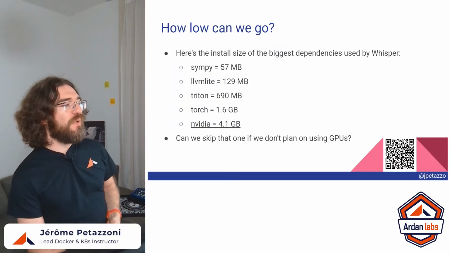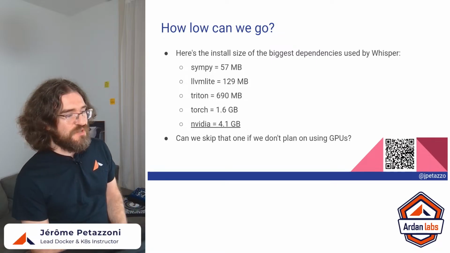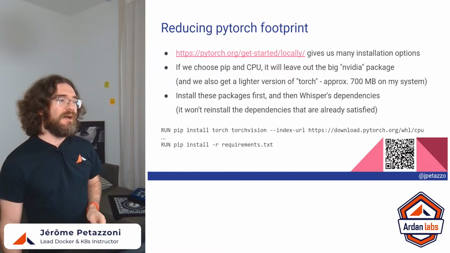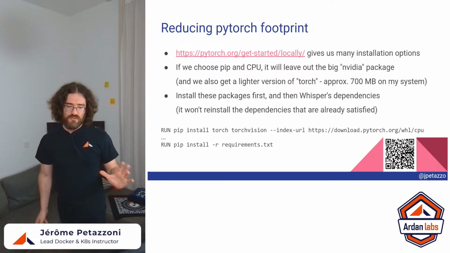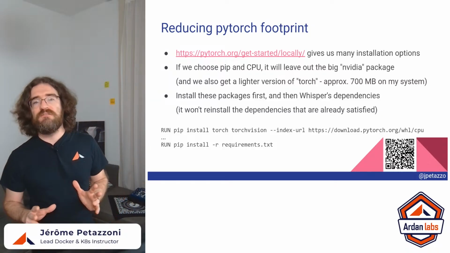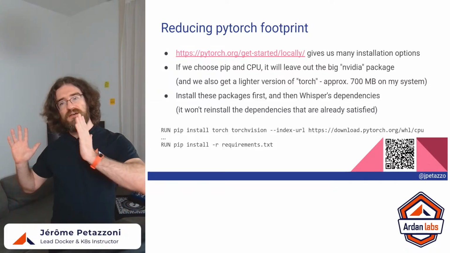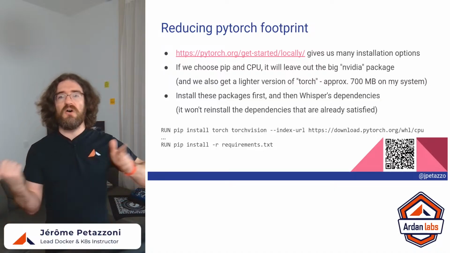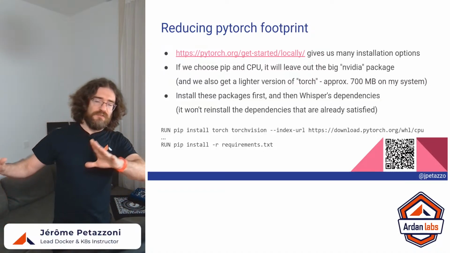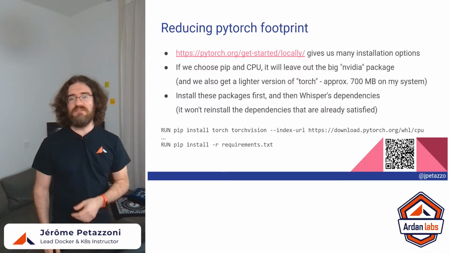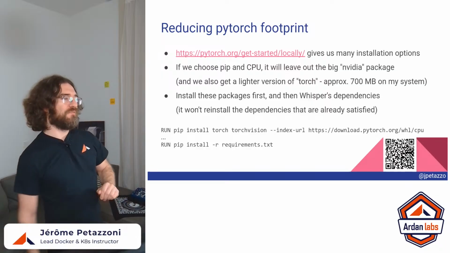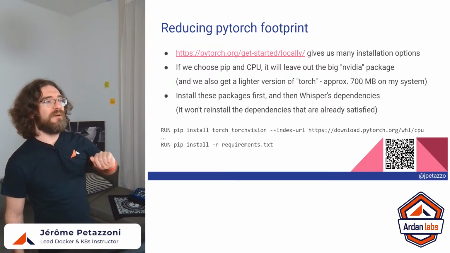But what if we don't need to use GPUs? Well, good news. In the case of Whisper, as you maybe know, when you're doing deep learning in Python, very often it's going to be either PyTorch or TensorFlow. There are other frameworks, of course, but these are the two big ones. And very often, if you look at the dependencies, there's going to be either PyTorch or TensorFlow. In that case, for Whisper, it's PyTorch.